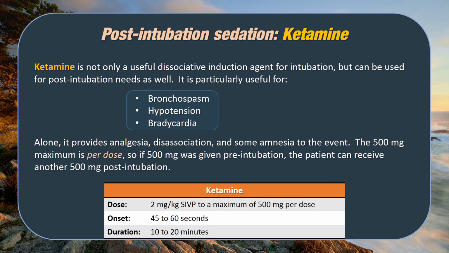Not only does it provide an anesthetic effect, but also a dissociative effect and some amnesia during this event. The dose for ketamine is 2 milligrams per kilogram slow IV push to a max of 500 milligrams. The onset should be 45 to 60 seconds, and the duration should last between 10 and 20 minutes.